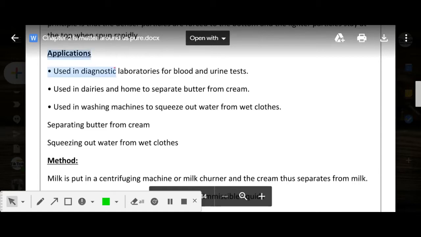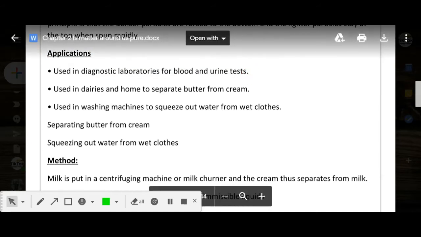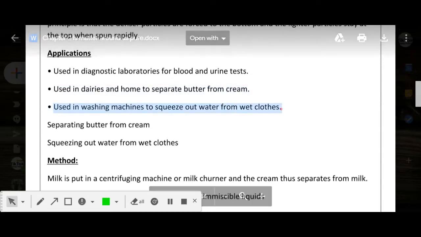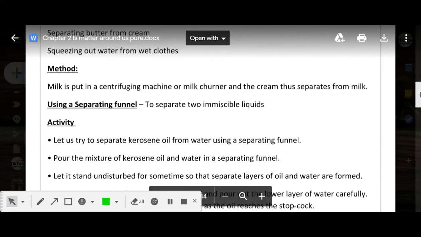And applications will be used in diagnostic laboratories for blood and urine tests, to separate cream from milk, and used in washing machines to squeeze out water from wet clothes. Nowadays all those smart washing machines are using this process. So separating butter from cream, squeezing out water from wet clothes are the main advantages of this.